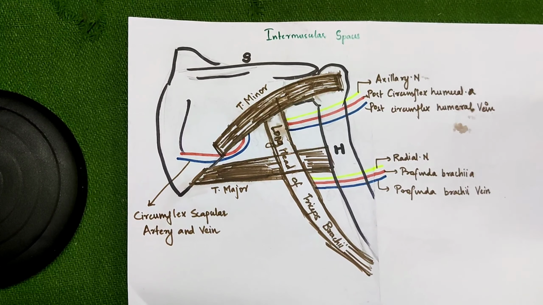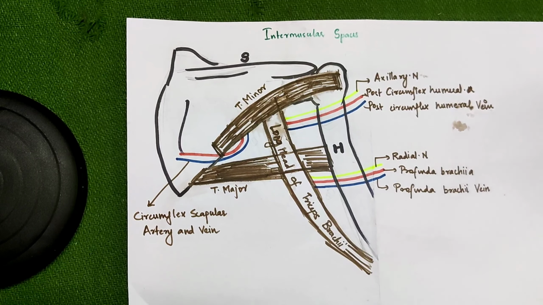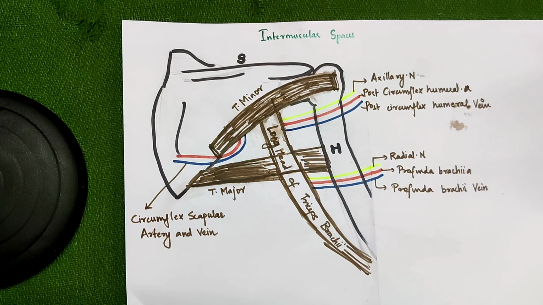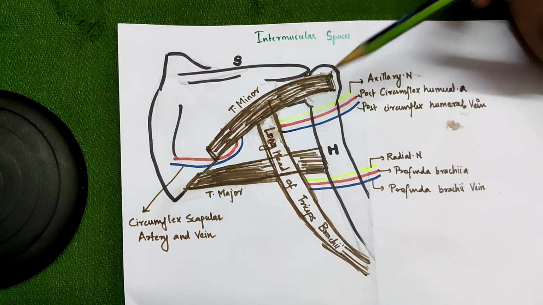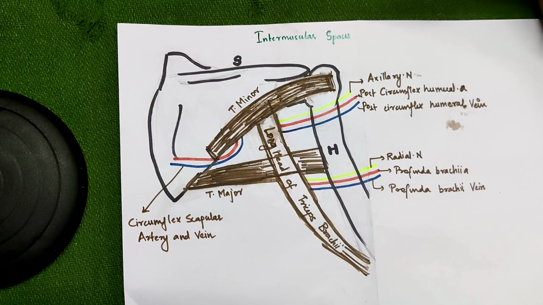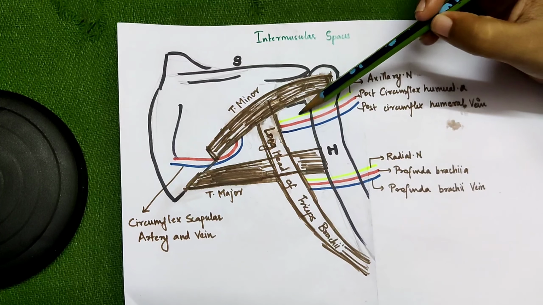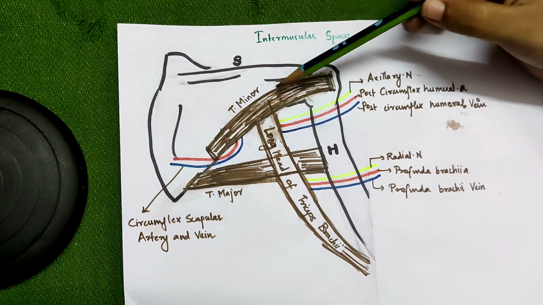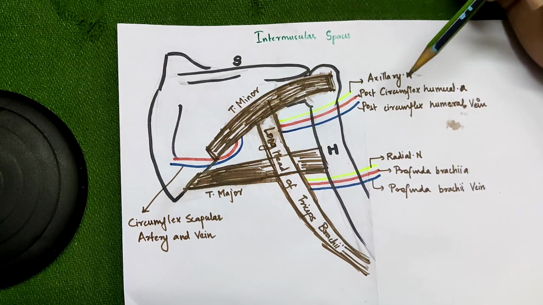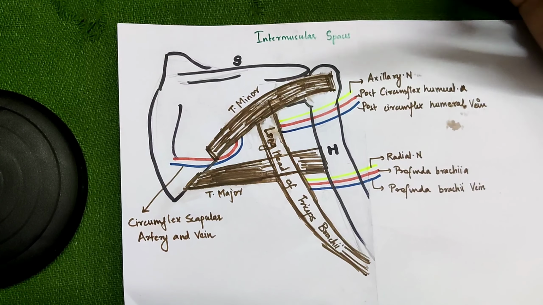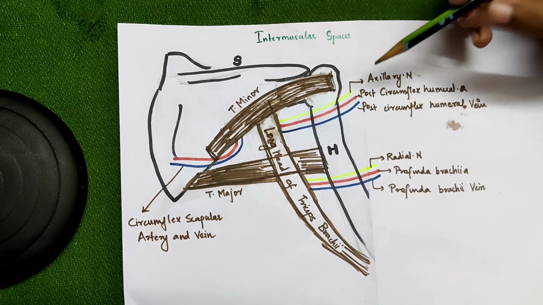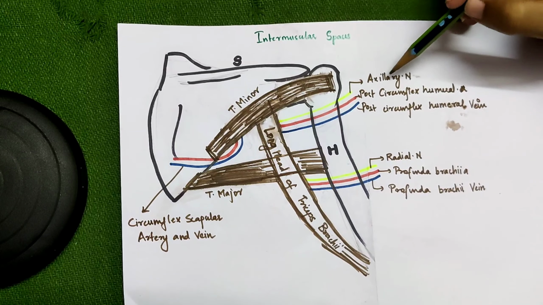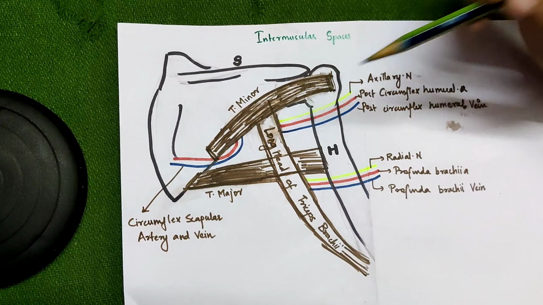Now let's see the contents of the intermuscular spaces. So first let's see the contents of the quadrangular space. So we can say the quadrangular space is just between the scapula and the humerus. So what happens between the scapula and humerus? It is the axilla. So what nerve will be there? There is axillary nerve. So it is easy to remember, axillary nerve in the quadrangular space.